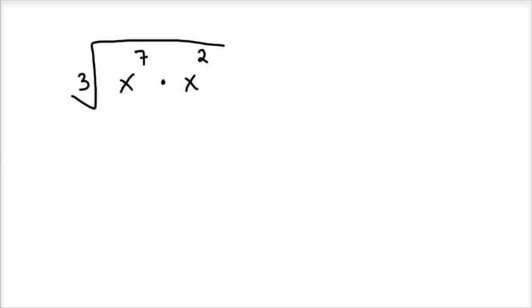Try this one for a second. So I've got the cube root of x to the 7th times x squared. What can I do first? Add the exponents. Good. Multiplying x to the 7th times x squared, same bases, add the exponents, so I have the cube root of x to the 9th.